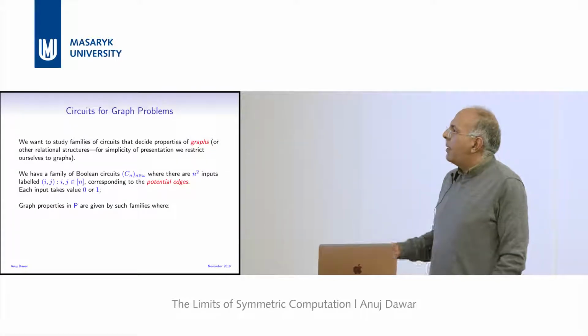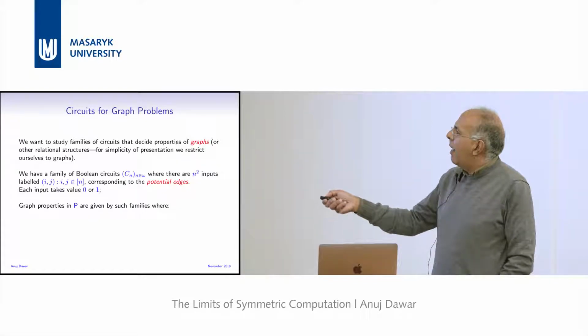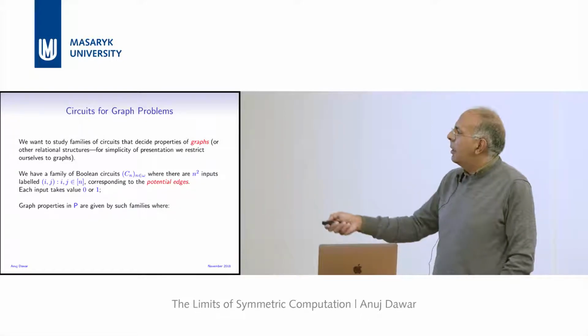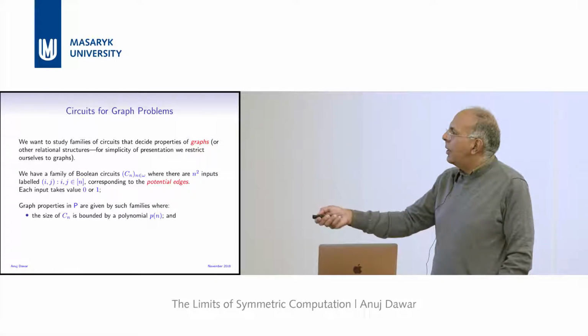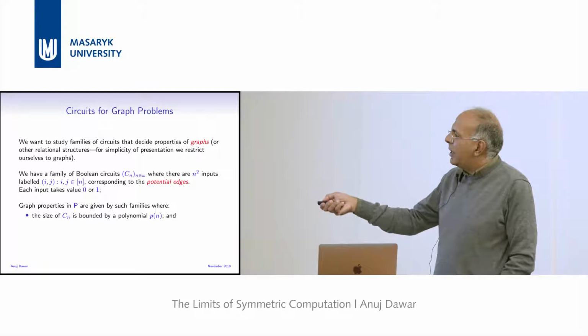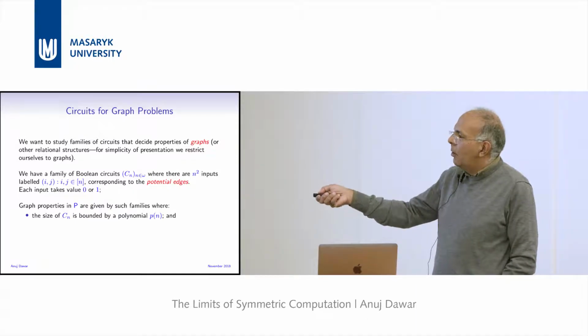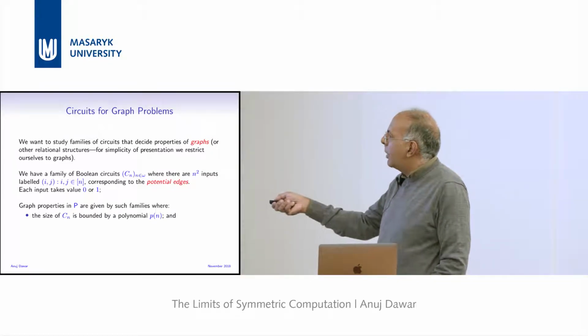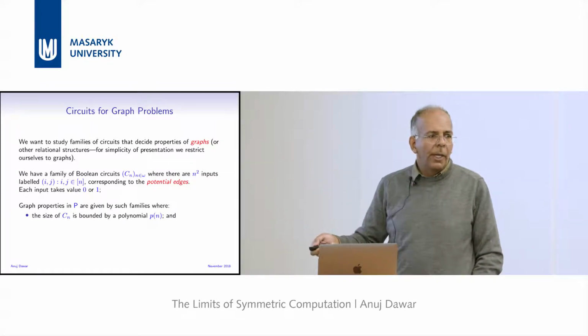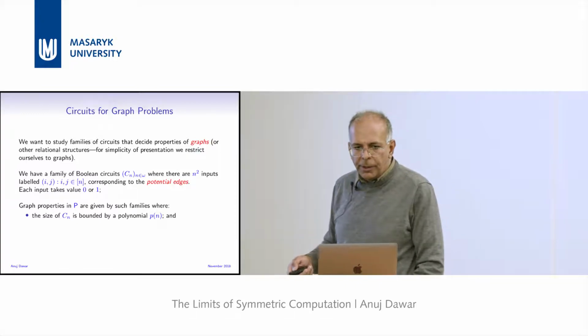Now, if a graph property is decidable in polynomial time, then we have such a family of circuits where the size of the circuit is bounded by a polynomial. And as I said, the stronger condition is that the family is uniform. That is, we can generate the circuit from the size in polynomial time. Okay? If I dropped the second restriction, I would have P/poly over here, the non-uniform version.